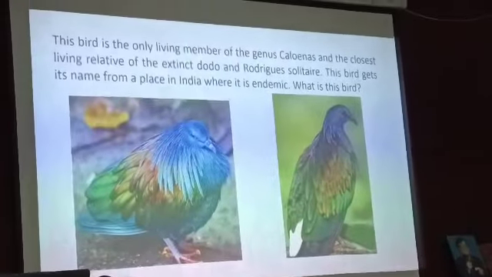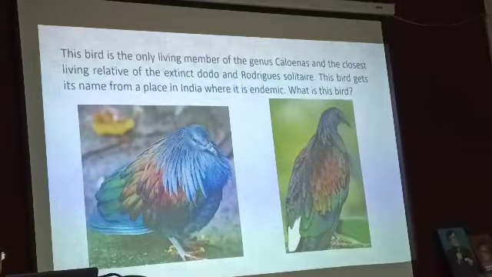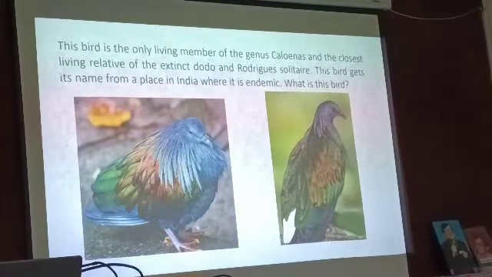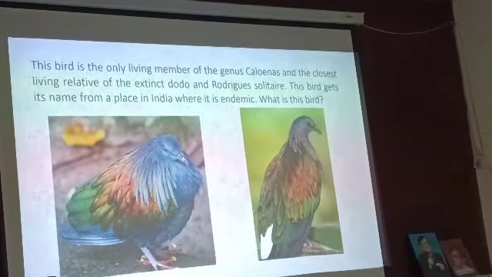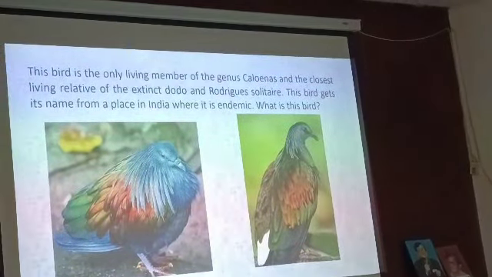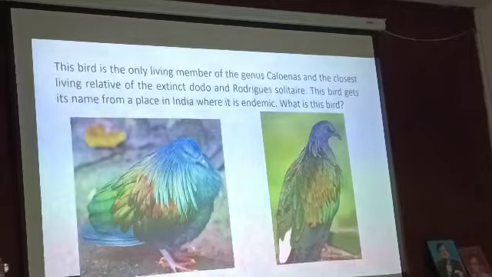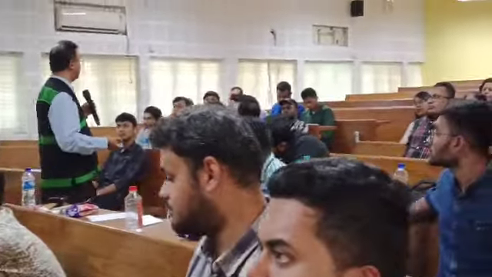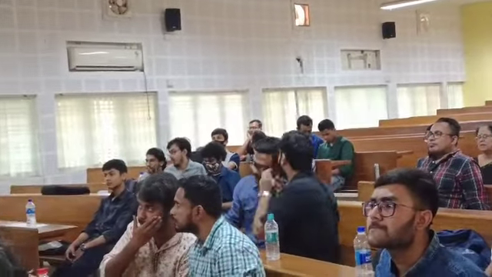Okay, so this bird is the only living member of the genus Caloenas and the closest living relative to the extinct dodo. I found it quite amazing that although the dodo is gone and the Rodrigues solitaire also gone, this is the only bird in the family which is still alive. Now the bird gets its name from a place in India where it is endemic. So what is this bird? You can say Bengal tiger. So it has to have a place and the name of the animal. It's one of the most beautiful birds in India.